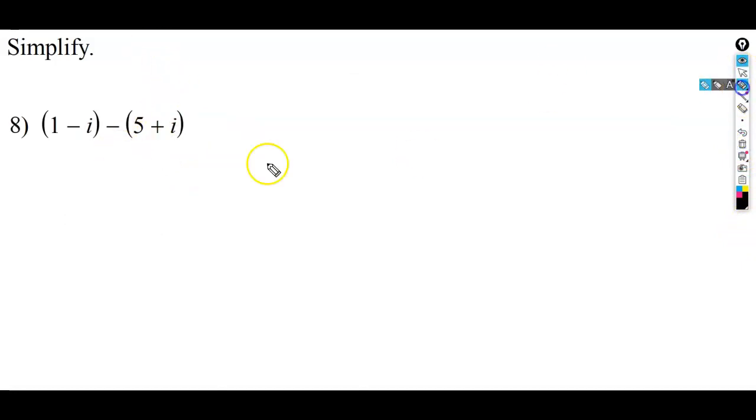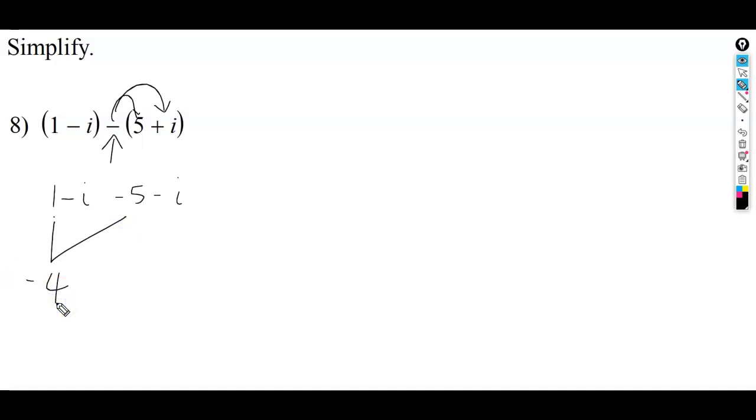Here's another example, but this one's subtraction. Notice there's a subtraction sign in the middle. Since that's there, what we're going to do is we're going to distribute the negative into the second set of parentheses there. So if we do that, the 5 becomes -5 and the i becomes minus i. So now we're just going to treat this problem like we did in the last one. We're going to combine the like terms. 1 and -5 makes -4. i and negative i makes -2i.